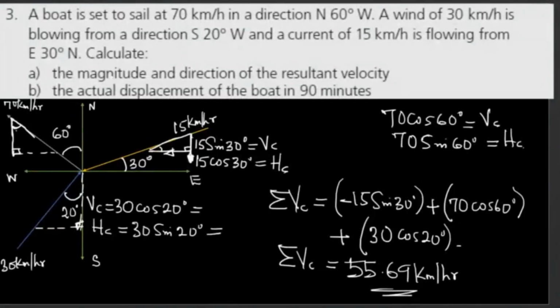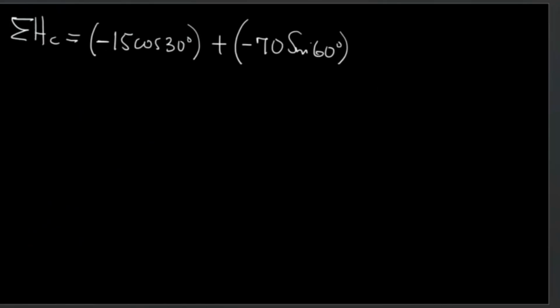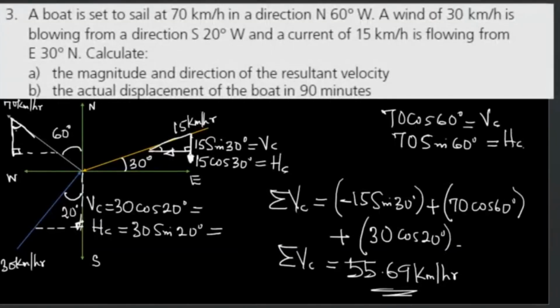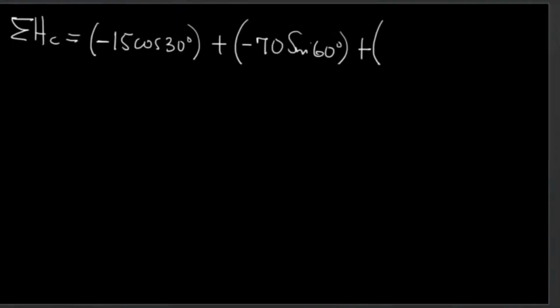Because if you look at that direction, the arrow is pointing up. The vertical will be going up, and then the horizontal will be pointing towards the negative direction. Then plus the one of 30. The horizontal component is going to be positive because you can see the arrow is pointing towards that direction. So it's going to be plus 30 sine 20.